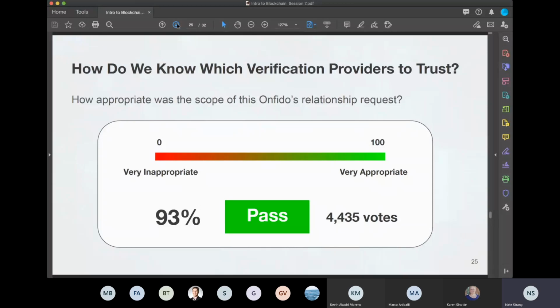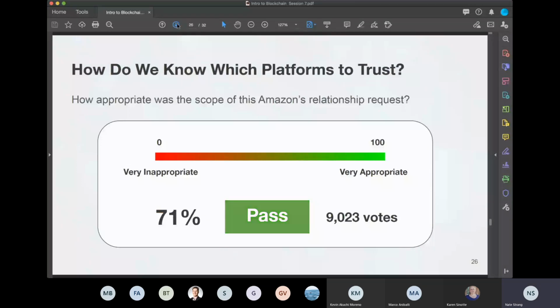It's similar to when we look at staking in a proof of stake network, we have validators. There are different metrics that we will rate the performance and the trustworthiness of those validators in the network. The same thing applies to platforms.